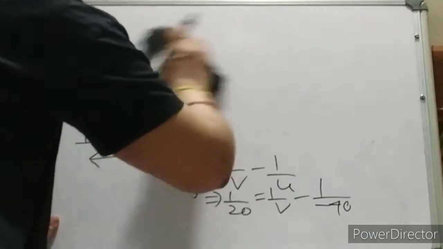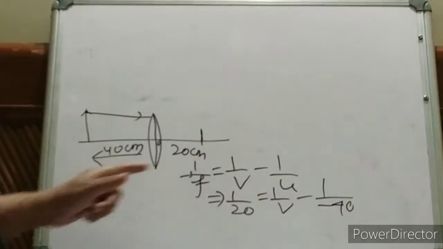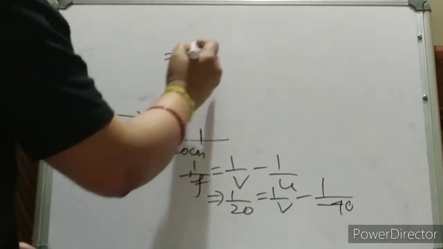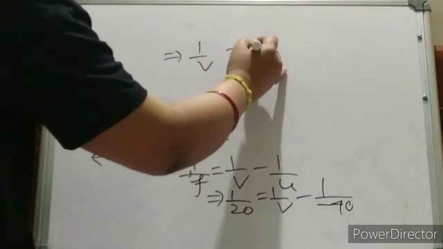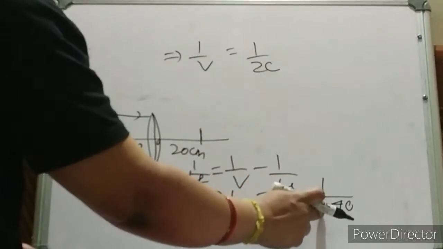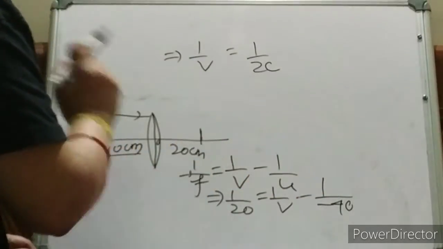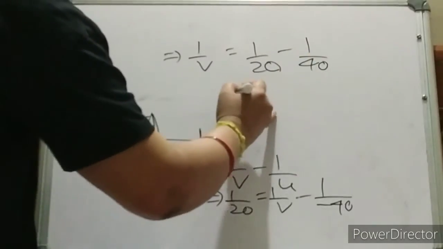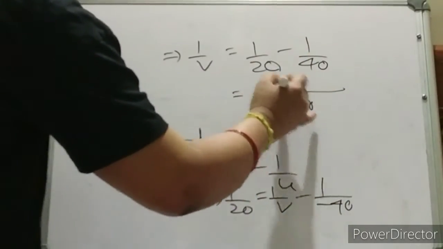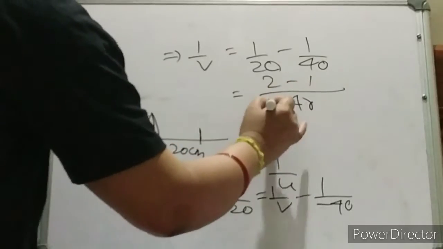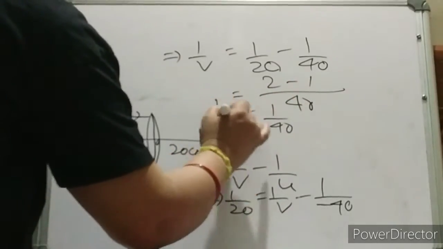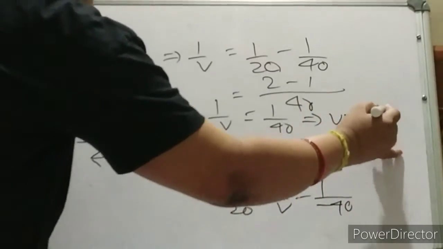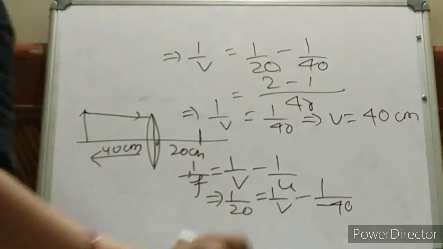Now just rearrange the equation. 1 by v is equal to 1 by 20, and the signs minus, minus become plus. When you take it to this side, it will be minus 1 by 40. Take the LCM, 40: 2 minus 1, so it is 1 by 40. So 1 by v is equal to 1 by 40, so v is equal to 40 centimeter.